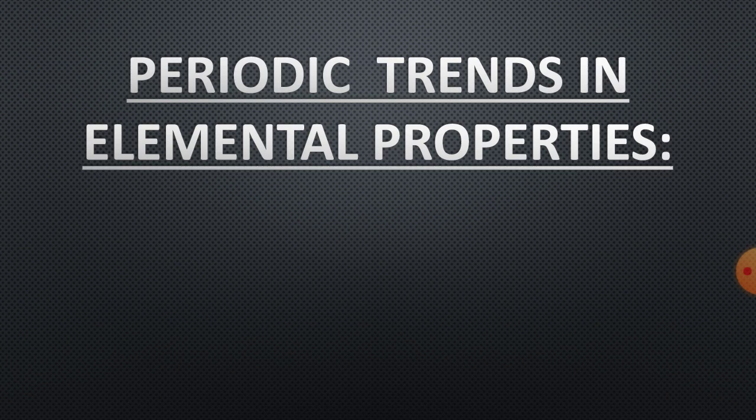What do you mean by periodic? The one which is repeating at a regular interval of time and space. Fine. The one which is repeating at a regular interval of time and space means periodic.